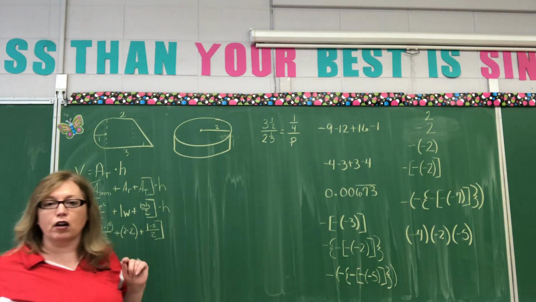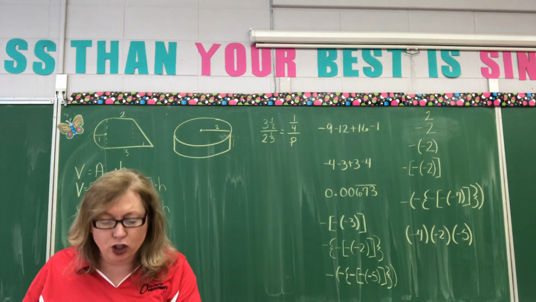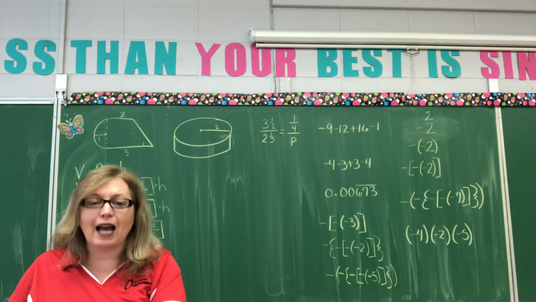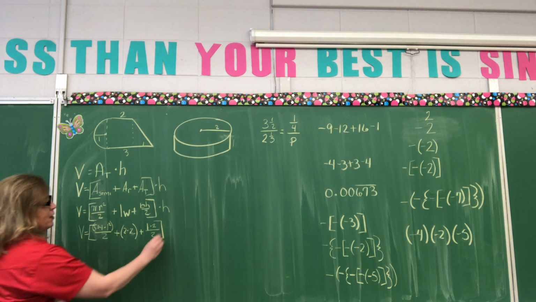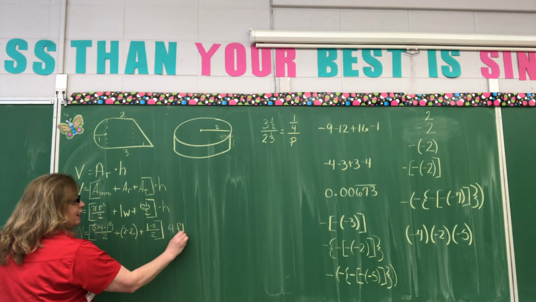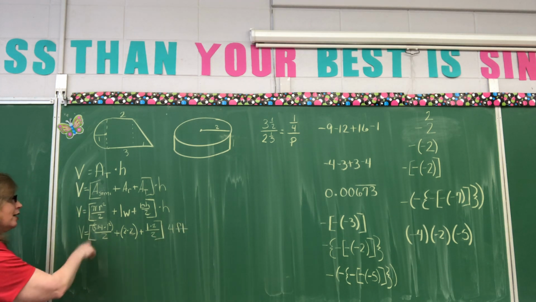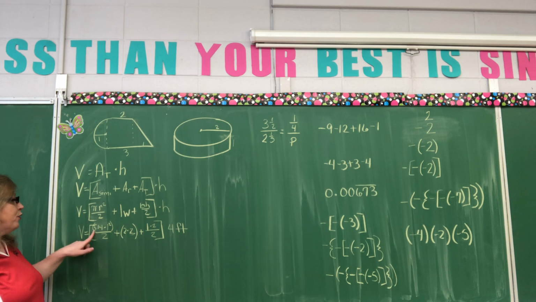Now, our height is not on our diagram. You have to go back to your book. It says the sides are 4 feet high. So this is going to be 4 feet. Okay? Now, let's go back and solve this.